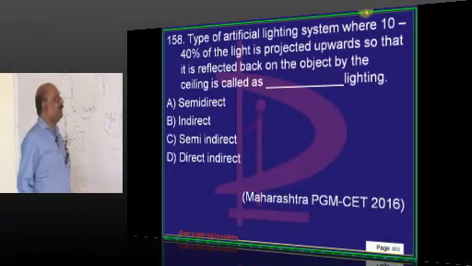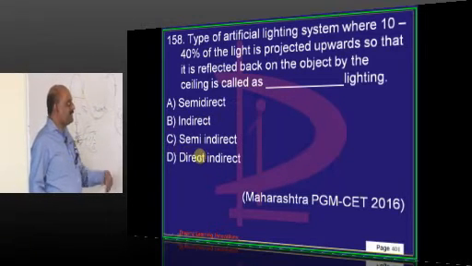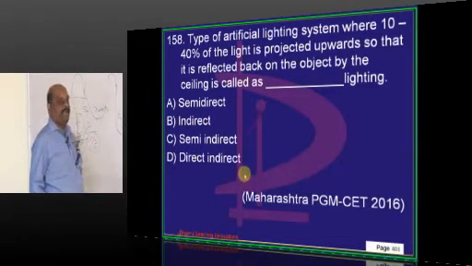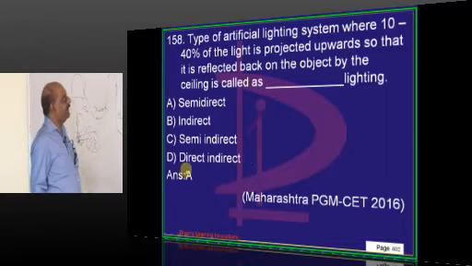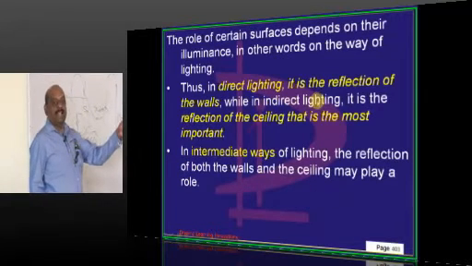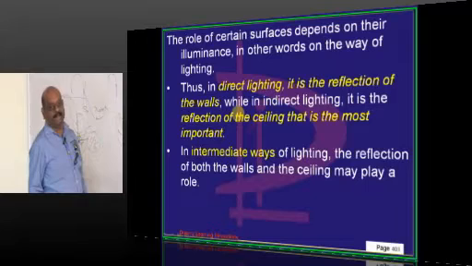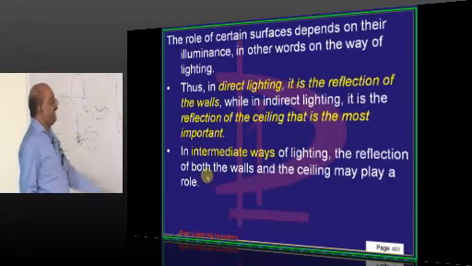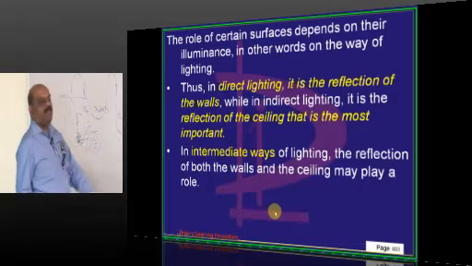So, what is semi-direct, semi-indirect, indirect, direct? Direct lighting means reflection of the walls, doctor. Indirect lighting means reflection of the ceiling. And intermediate is reflection of both of them.